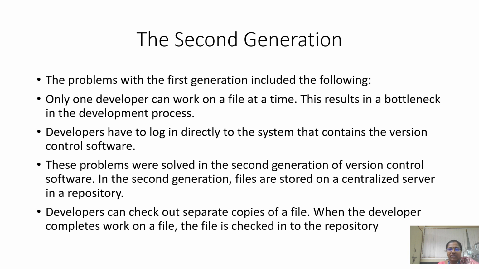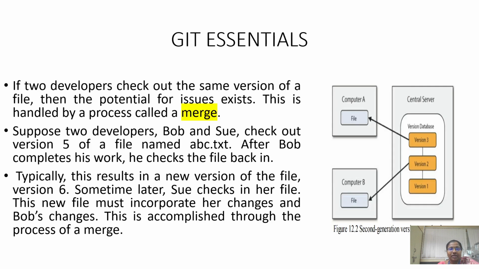In the second generation, files are stored on a centralized server in a repository. Developers can check out separate copies of a file. When the developer completes work on a file, the file is checked into the repository. So if two developers check out the same version of a file, then a potential issue exists. So this is handled by a process called merge.